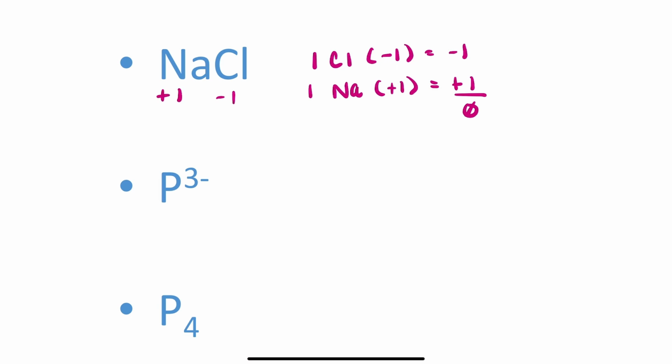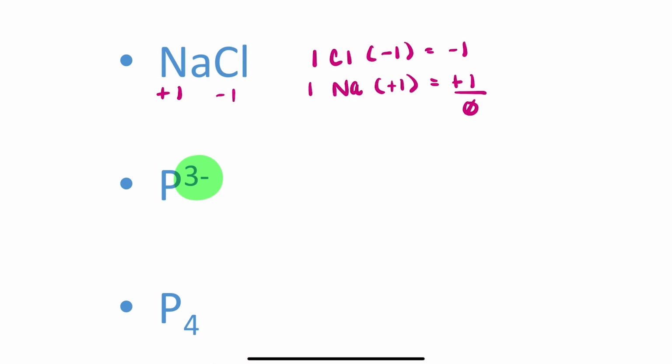What about this phosphorus here? P3 minus. This is actually kind of easy. It's telling me right there what the charge is. The oxidation state on this phosphorus is -3, just like it reads.